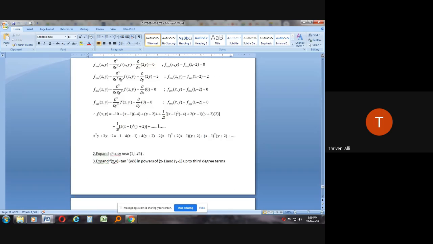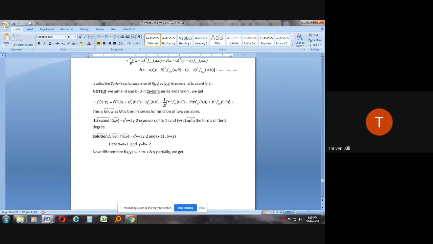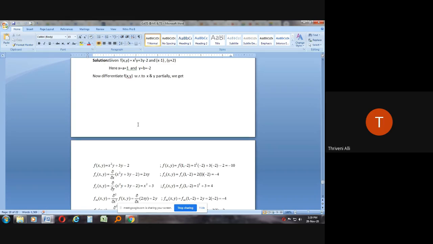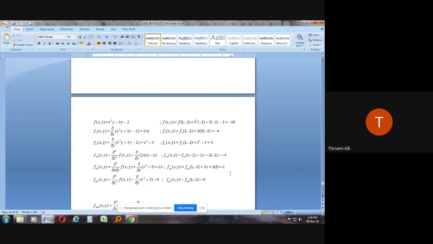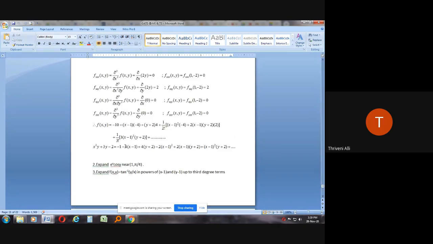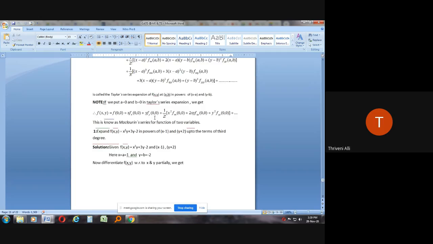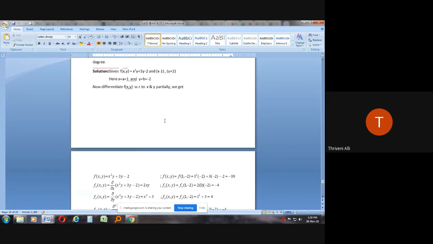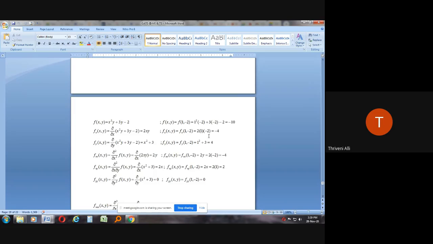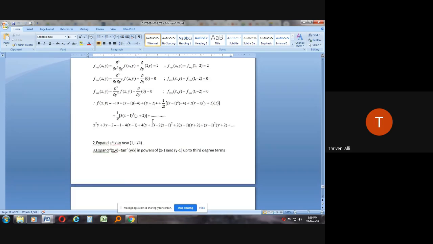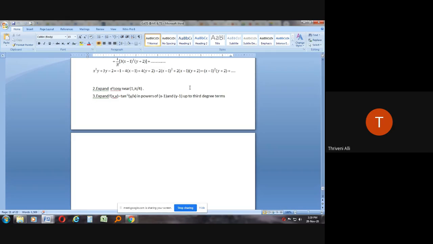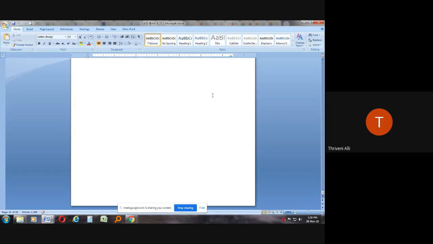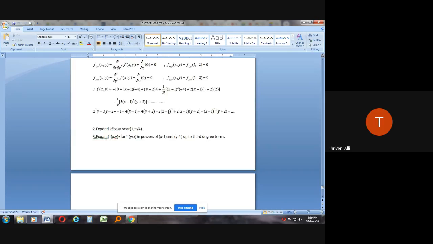Here the first term is f of a comma b. Here a is 1, b is minus 2. After substituting, the functional value we get is minus 10. So by substituting in the series, we get minus 10 plus x minus a, that is 1, and fx of a comma b is minus 4. By substituting these derivative values, we get the series. So this is a Taylor series of a function of two variables.